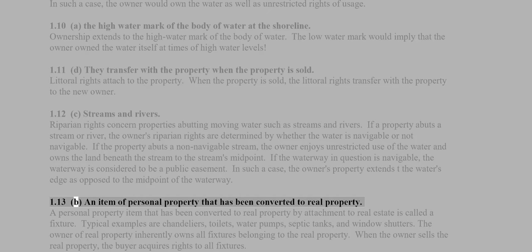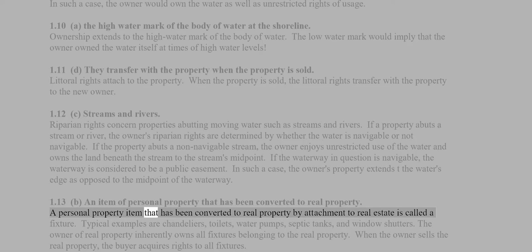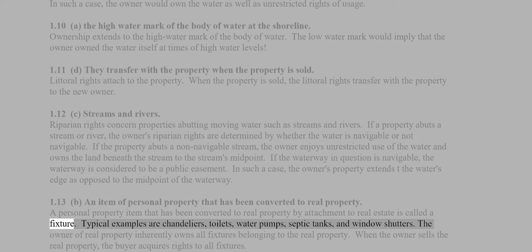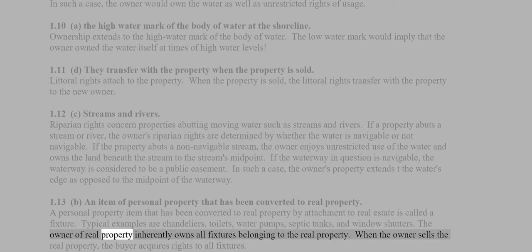1.13 B. An item of personal property that has been converted to real property. A personal property item that has been converted to real property by attachment to real estate is called a fixture. Typical examples are chandeliers, toilets, water pumps, septic tanks, and window shutters. The owner of real property inherently owns all fixtures belonging to the real property. When the owner sells the real property, the buyer acquires rights to all fixtures.